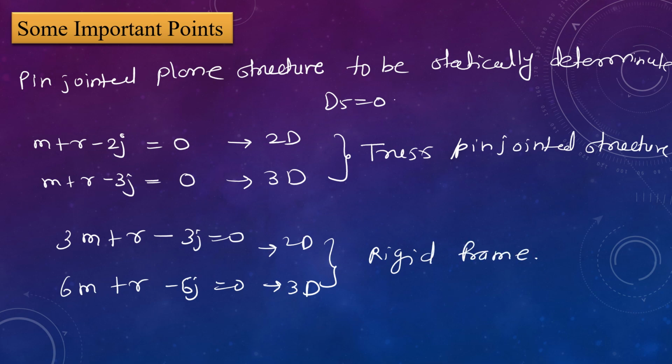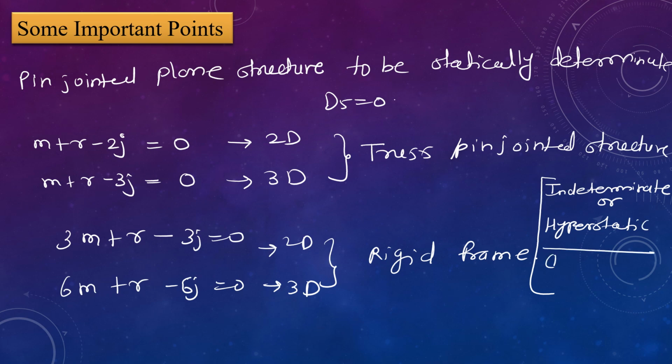Okay, then the next important thing is that there is another name for indeterminate and determinate structure. Indeterminate is also known as hyperstatic, and determinate is known as hypostatic. Okay, these are a few important points.